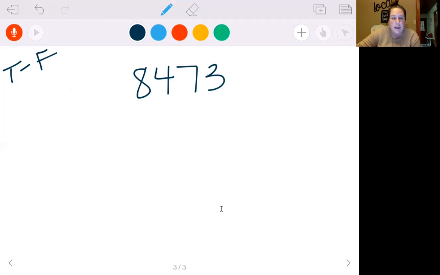Okay, so if the ones digit is even, I can divide it by 2. Well, my ones digit is 3, so that's not going to work. If the ones digit is a 0 or a 5, I can divide by 5. Well, again, my ones digit is a 3, so that's not going to work. If the tens and ones digit form a number that's divisible by 4, then it would be divisible by 4. Okay, 73. Well, if you don't know if 73 can be divided by 4, go to the side and solve it. 4 goes into 7 1 time.